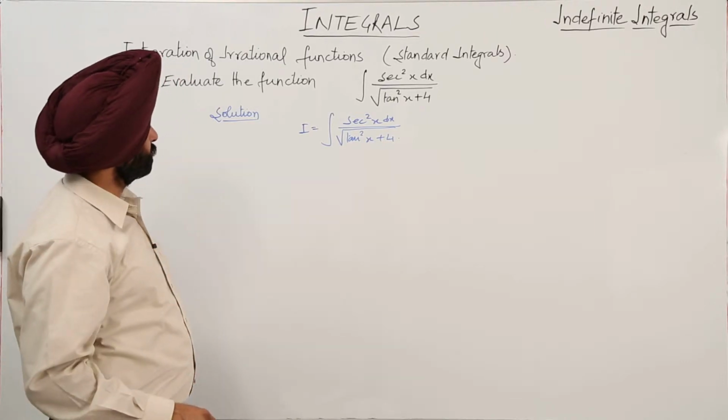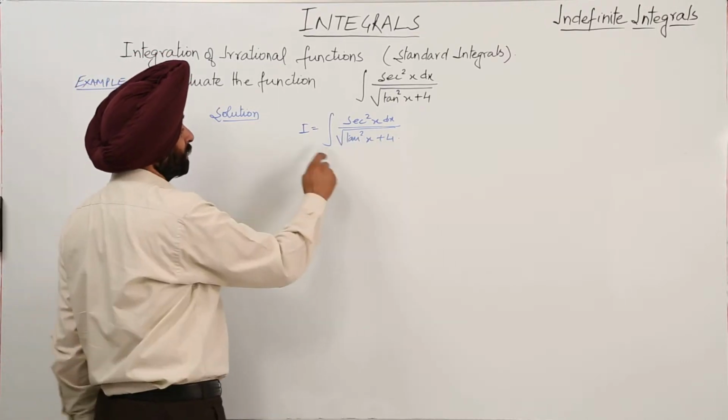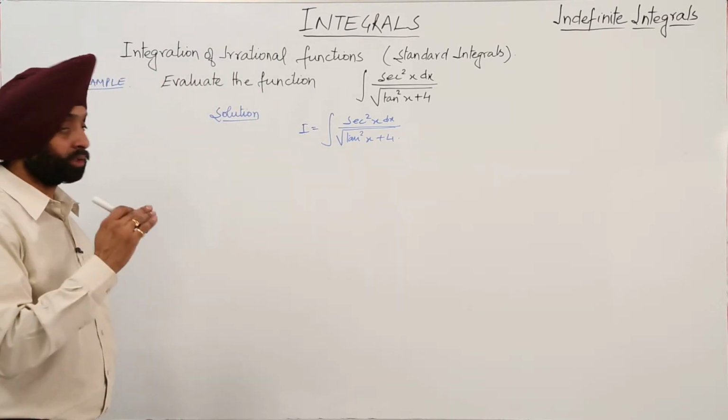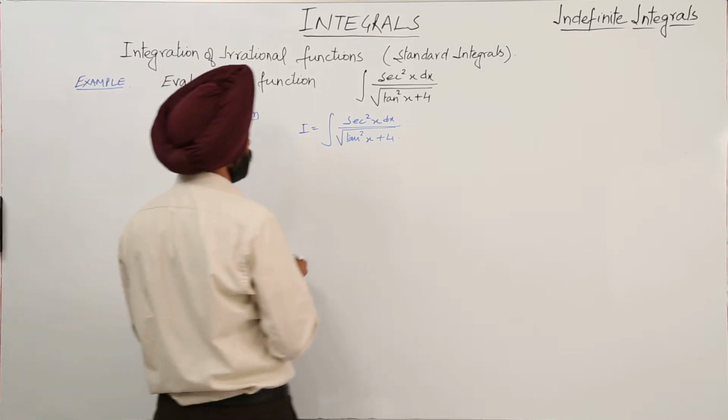The given question is, we have to find the integration of secant square x dx upon square root of tan square x plus 4. Now let's convert the question into the standard format.